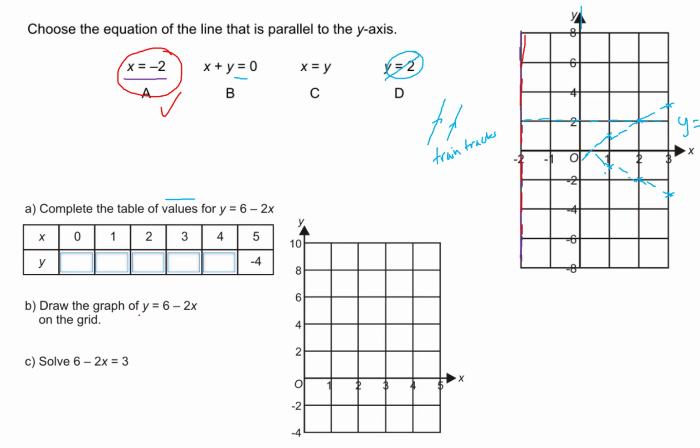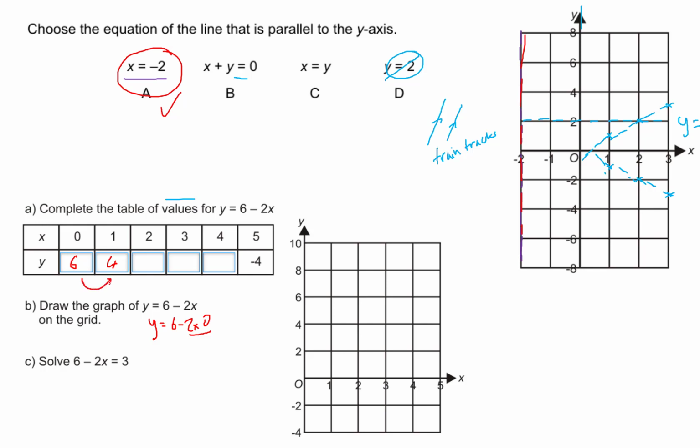You've got to think, if you're not good at negative numbers, start with the easiest number to substitute and then follow the pattern. So y equals 6 minus 2 times 0. Well, that bit becomes 0, so y equals 6. Now go for your mental skills. y equals 6 minus 2 times 1. Well, that's going to be minus 2. So what's 6 minus 2? 4.